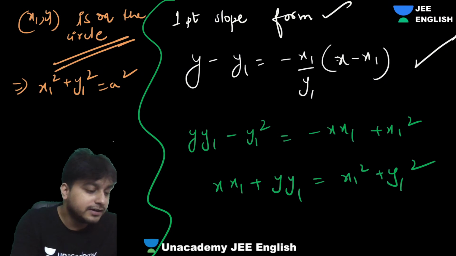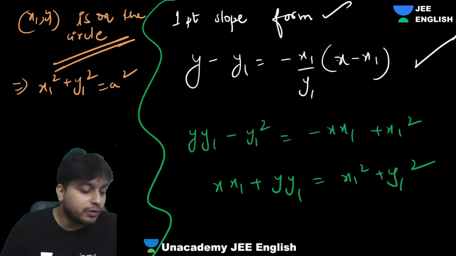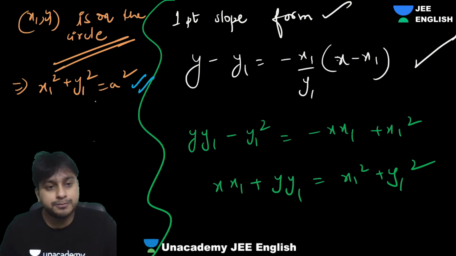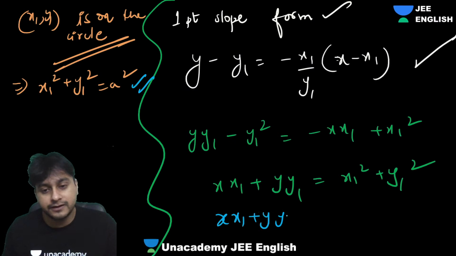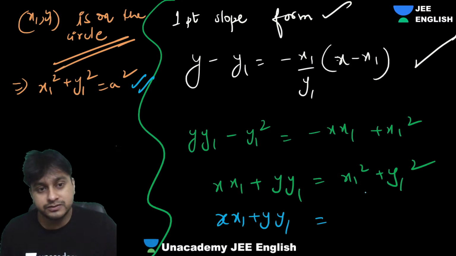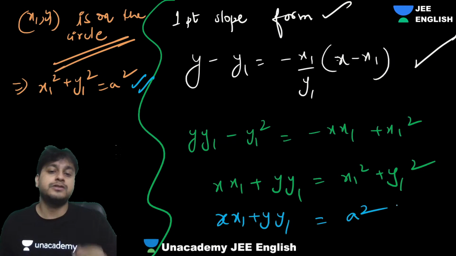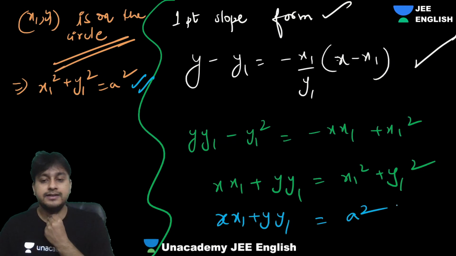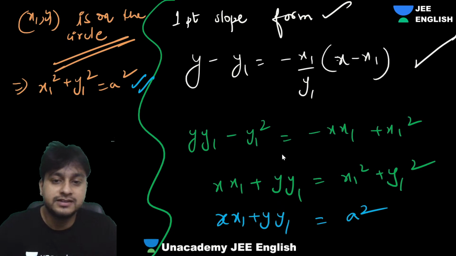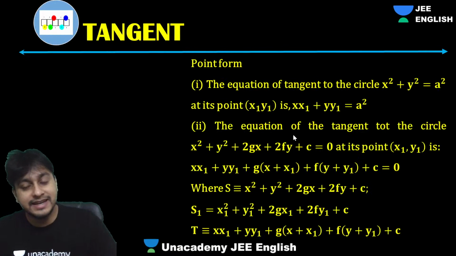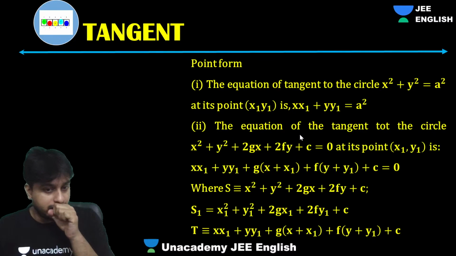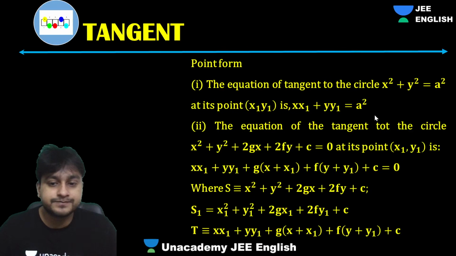Yes. Understood, everyone out there? Got it? Just put it there. So what will you get, guys? x x1 plus y y1 equals a square. Understood? Everyone get this point? That's the equation of the tangent. Got it? Clear? Understood, guys? Everyone can do it? Easy?